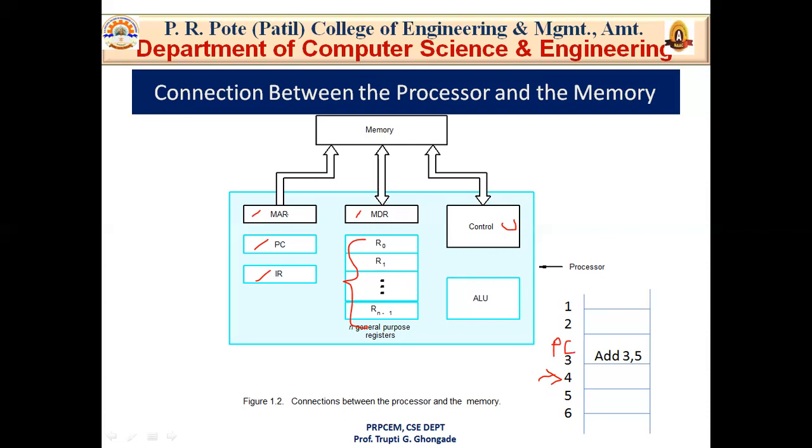And this MAR is to hold the address of a memory location. That means MAR holds address locations 1, 2, 3, 4, 5, and 6. And the MDR is to read and write the data from memory.